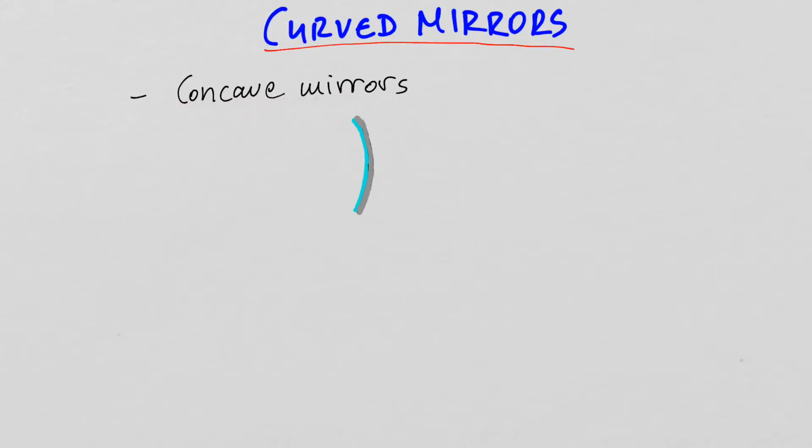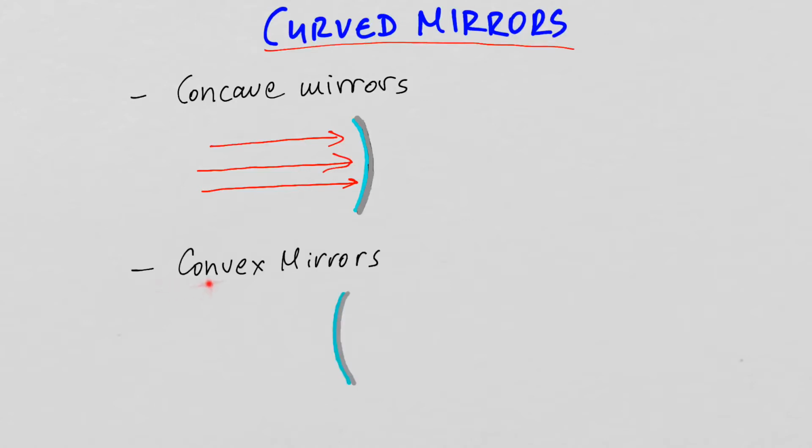We have concave mirrors, where the reflective surface is on the back side of the mirror, and the incident light rays are incident upon the mirror like so. And then we have convex mirrors, for which the reflective surface is again behind the mirror, but now the curvature of the mirror is reversed, and the incident light will hit the mirror like so.